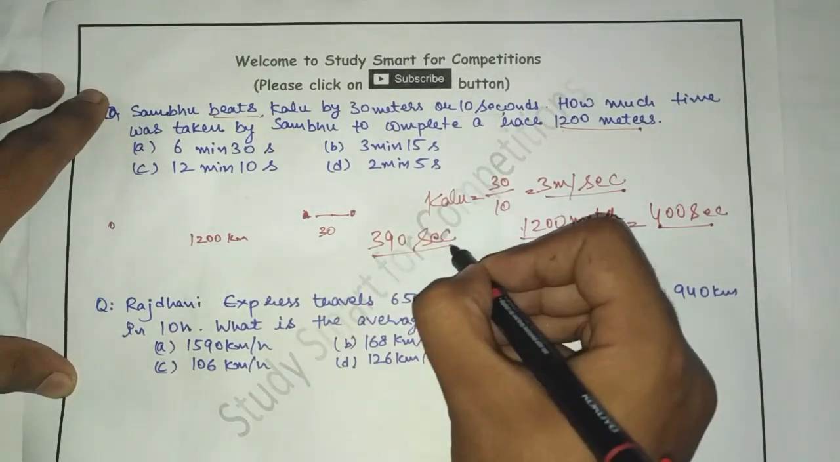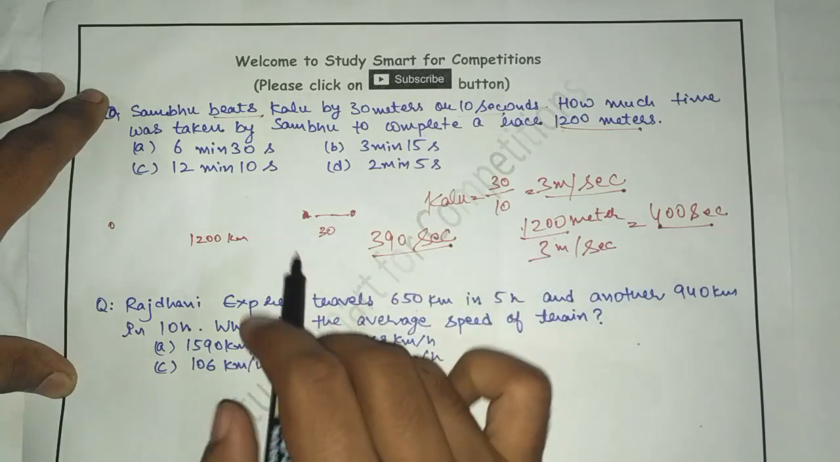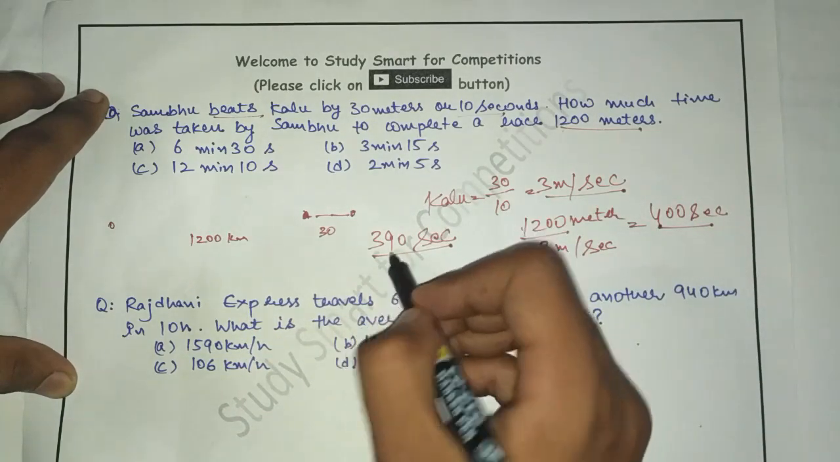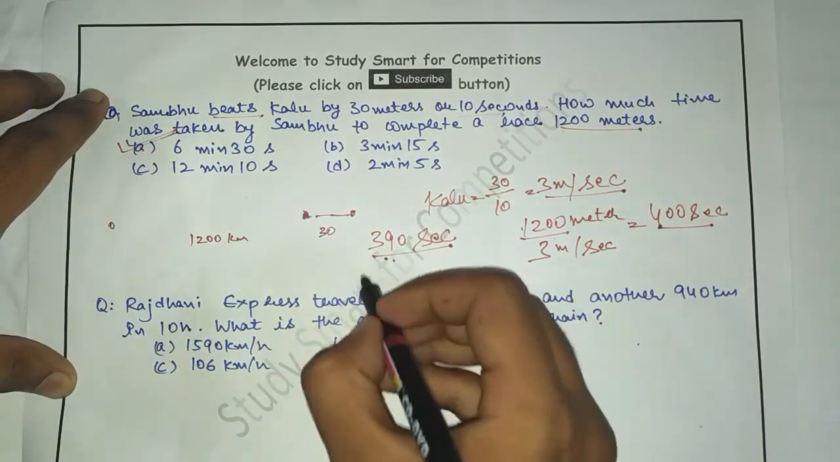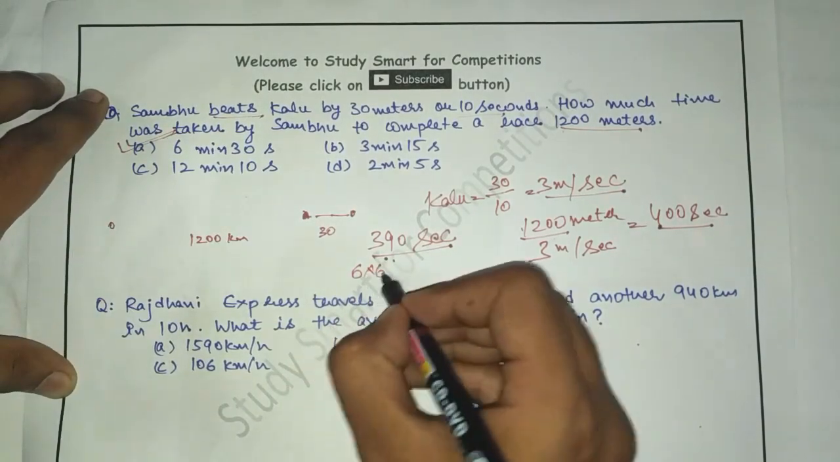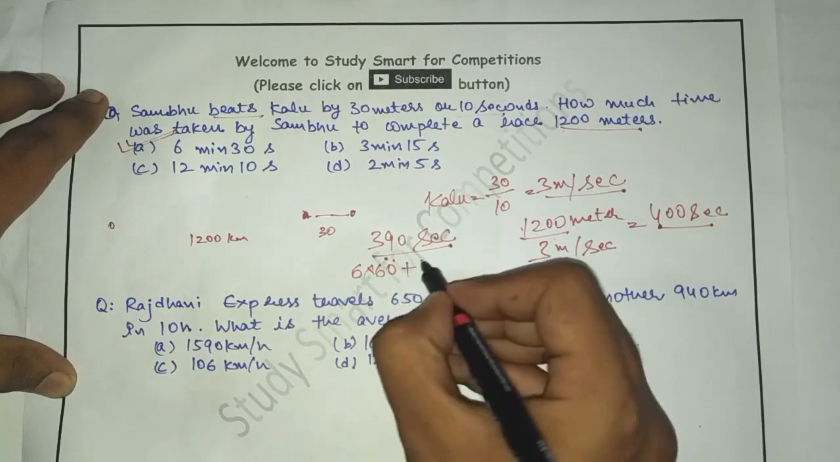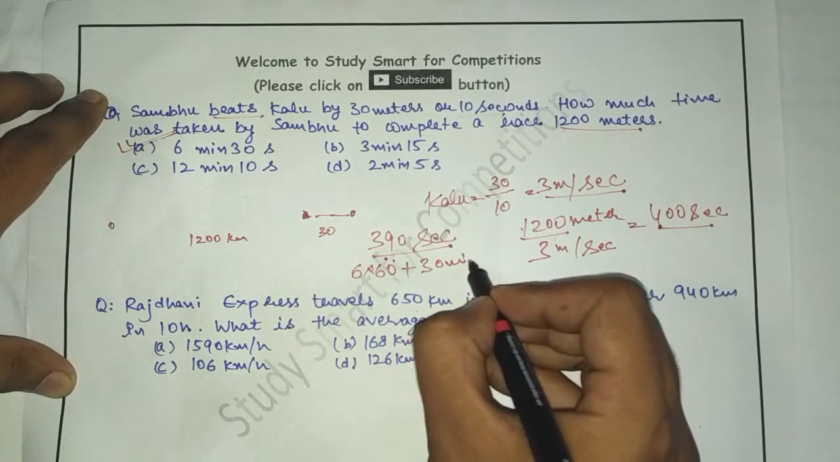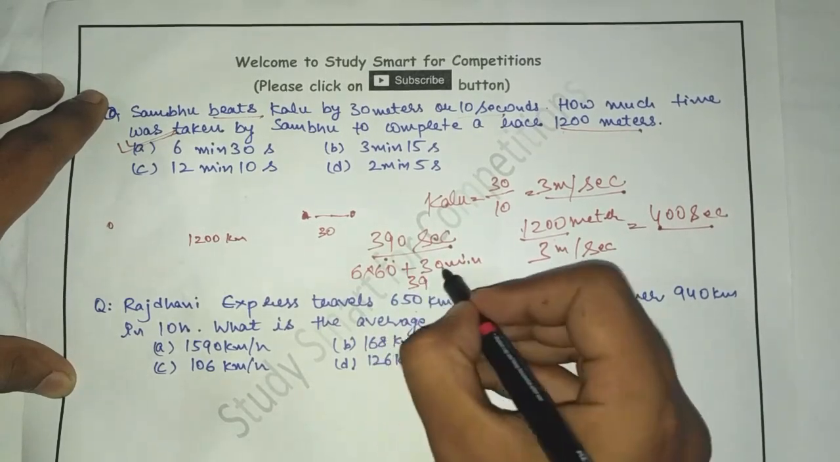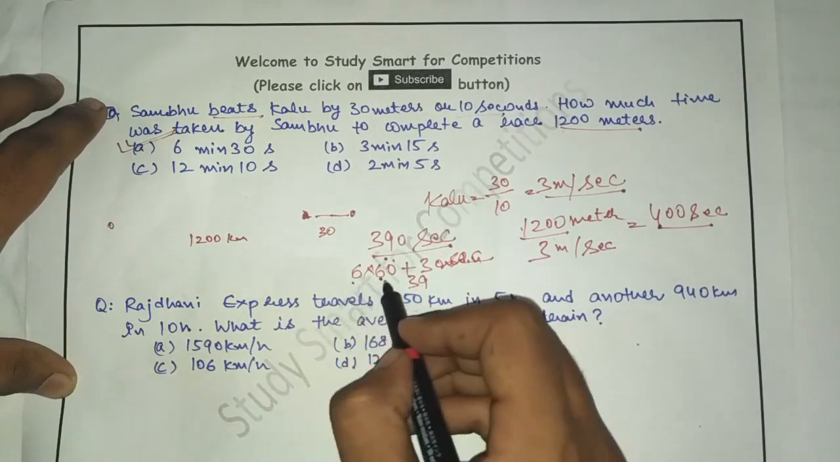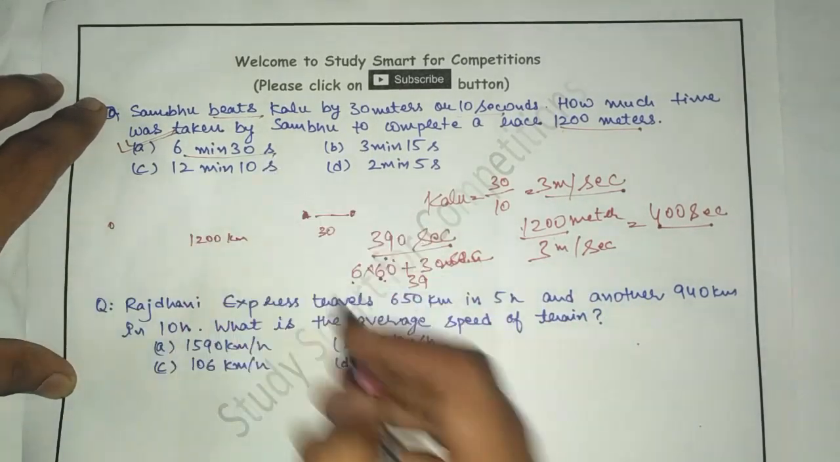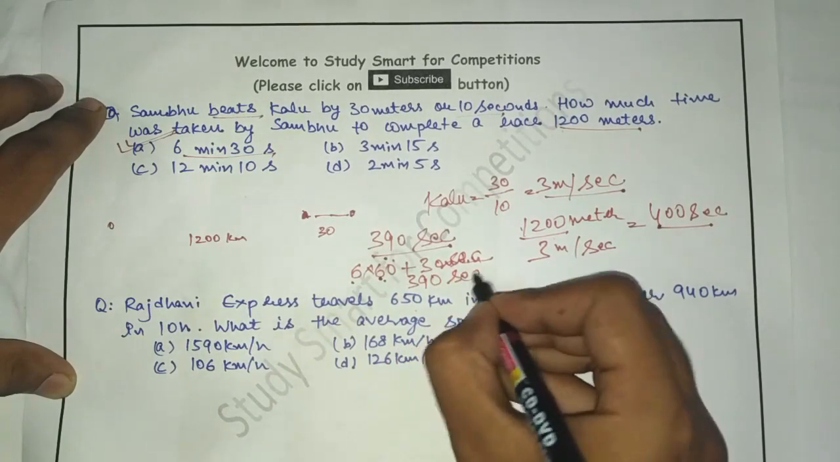So you have time with you, like they have asked you to identify the time. So that comes out to be 6 minutes 30 seconds. 6 multiplied by 60, that comes 360 plus 30. That comes out to be 390 seconds. So 1 minute comes out to be 60 seconds. 6 multiplied by 60 plus 30, that comes out to be 390 seconds.